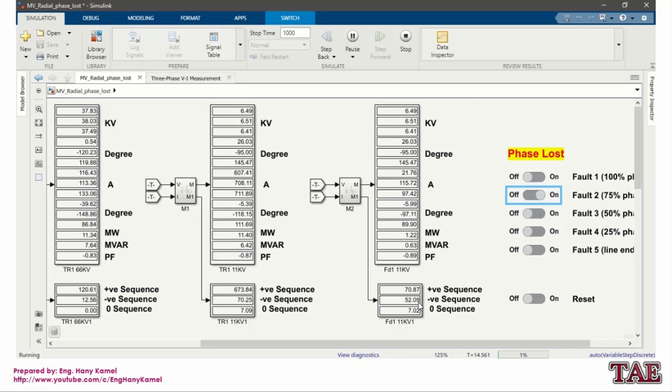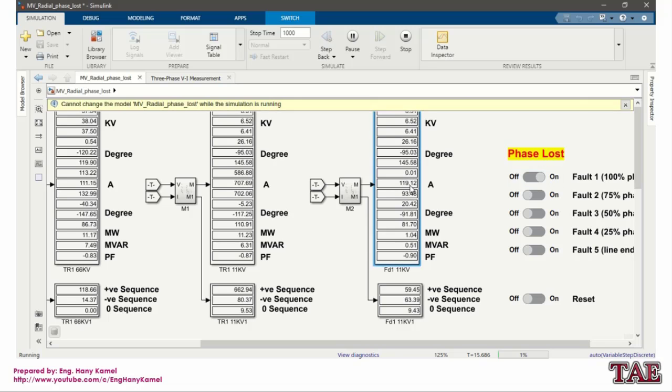Fault number 2, removing 75%, increasing negative sequence value. Fault number 1, removing one phase for all the line. So negative sequence current increased.